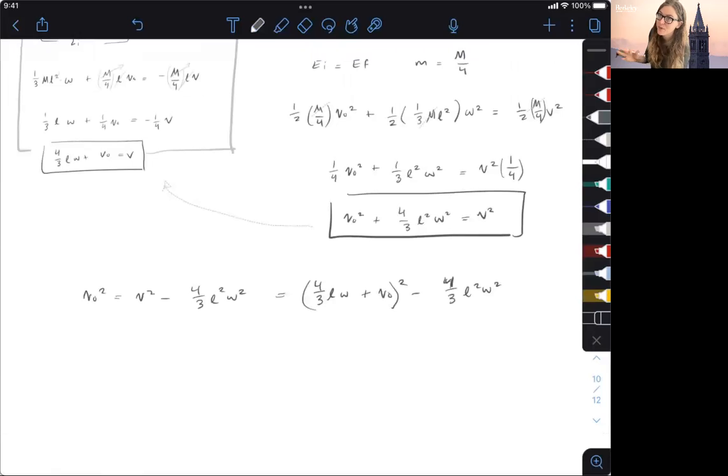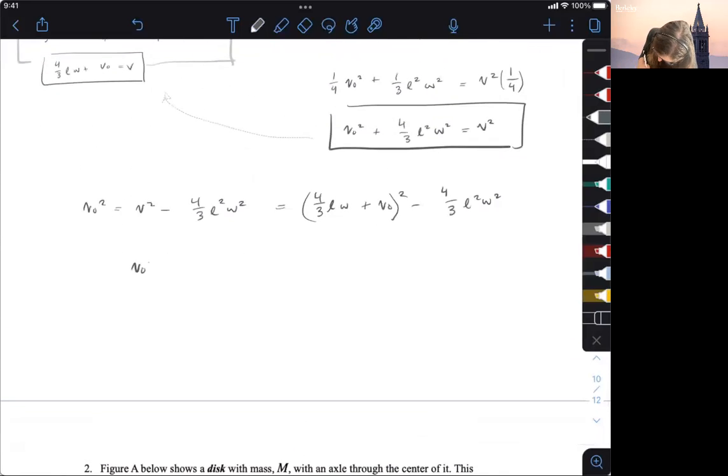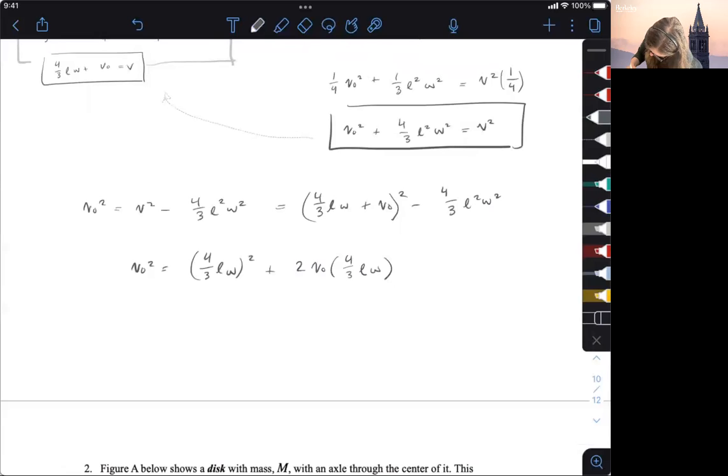So I just sort of peeked ahead to see what it was doing, and I was like, do I have time to do this? And I thought no, but I think we'll make it. Okay, so then v naught squared is equal to, if we expand this whole term out, 4/3 LW times itself, just foiling this, first outer inner last, plus v naught times 4/3 LW, and this will be times 2. So it's just FOIL here, plus v naught squared minus 4/3 L squared W squared.